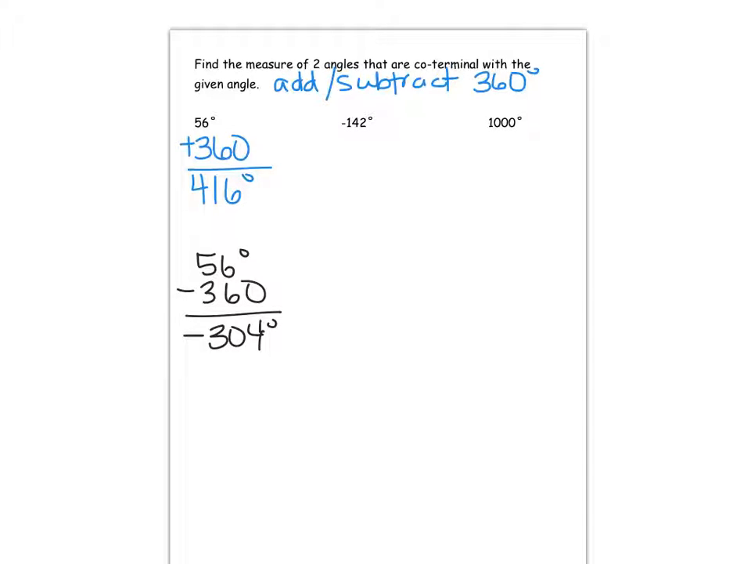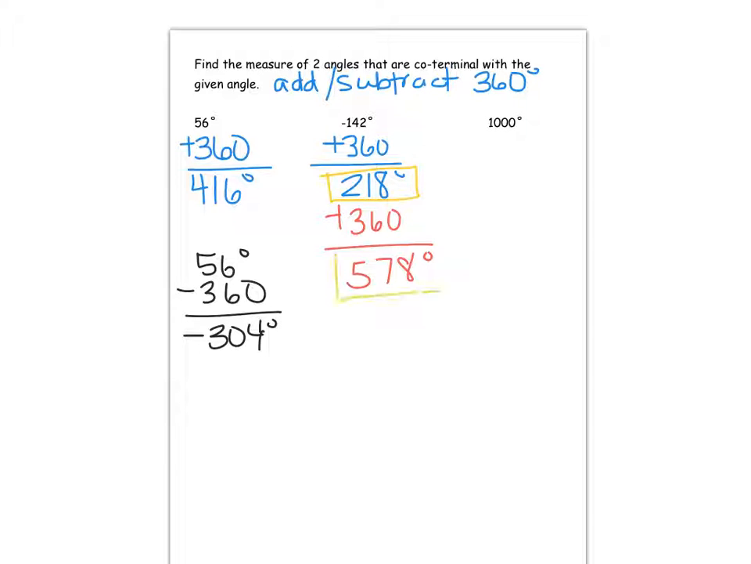Or maybe I want to add. Maybe I want to add 360 because it's already negative. So 218. And maybe I would just like to add 360 again. Nobody says I have to do two different things. So 578. My two coterminal angles would be 218 and 578 degrees. They look like the original negative 142 degree angle, because they end in the same place.